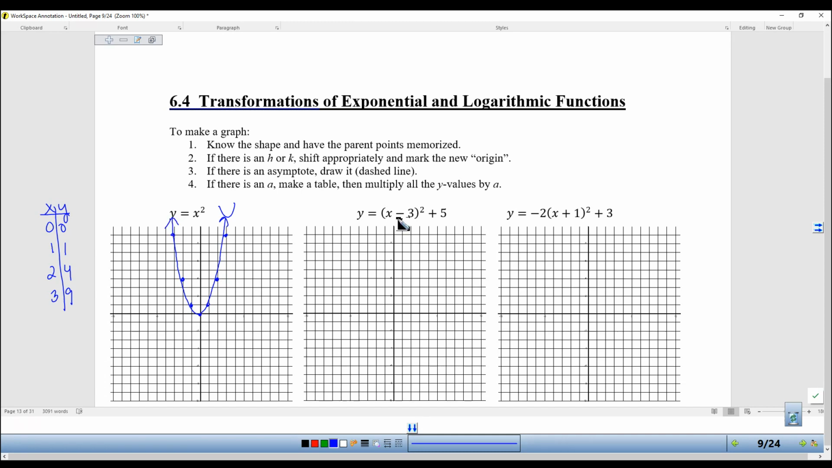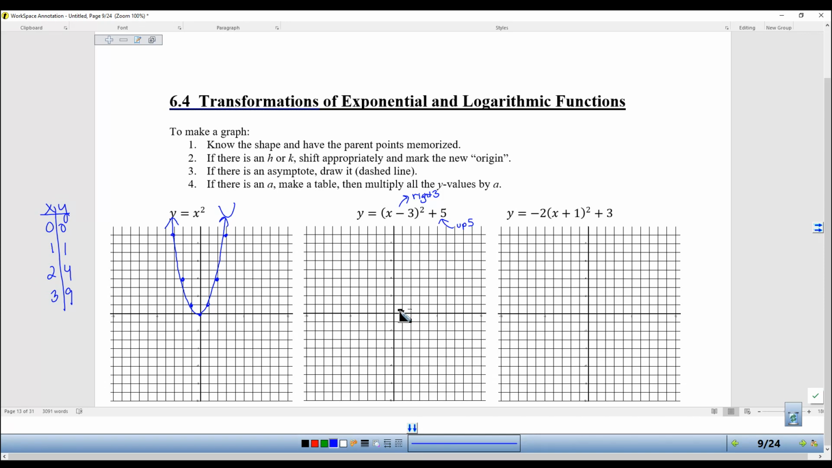Now shifting, when it's part of the square, it's going to move either left or right, opposite of what you think it will. So this one's actually going to go to the right 3. And a number outside is going to decide up or down, and it does do it the way you think it's going to, so it is going to go up 5.